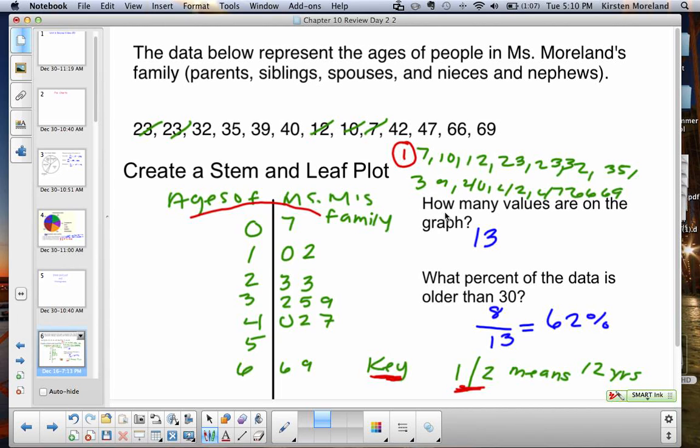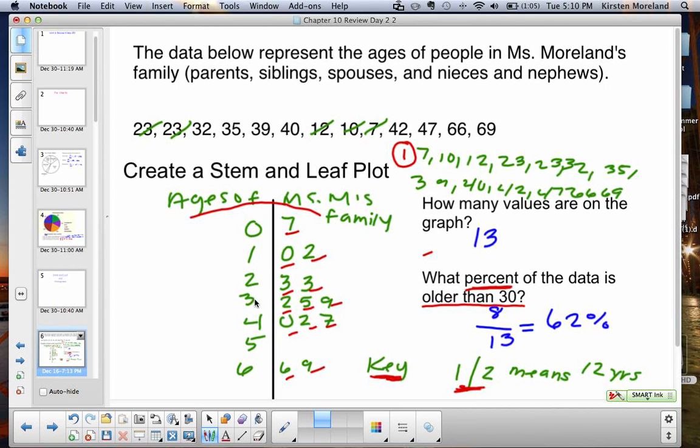The next question is how many values are on the graph. All you're going to do is count them. 1, 2, 3, 4, 5, 6, 7, 8, 9, 10, 11, 12, 13. So I have a total of 13 family members included in this. And again, when I ask you to calculate a percent, it's part to whole. The whole is 13. We want to know how many are older than 30.